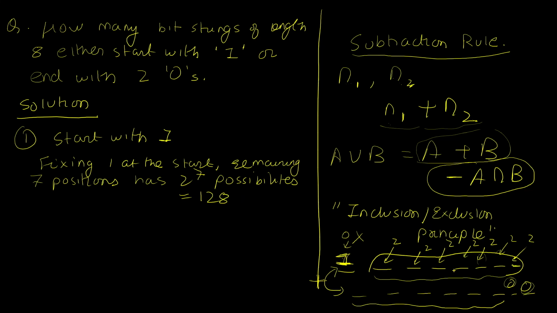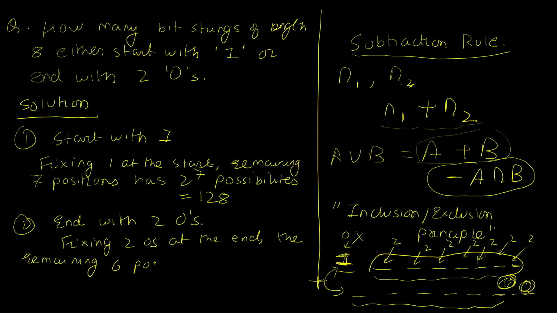Next we count everything that ends with 2 zeros. So we do the same thing. We fix 2 zeros at the end, and that leaves us 6 different positions to play with. So fixing 2 zeros at the end, the remaining 6 positions has 2 raised to the power 6, and this is just equal to 64 possibilities.